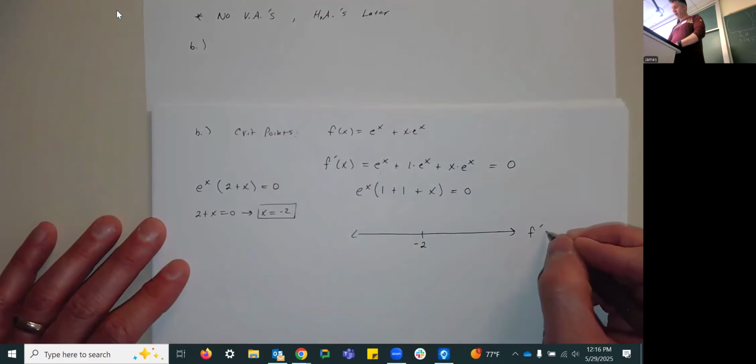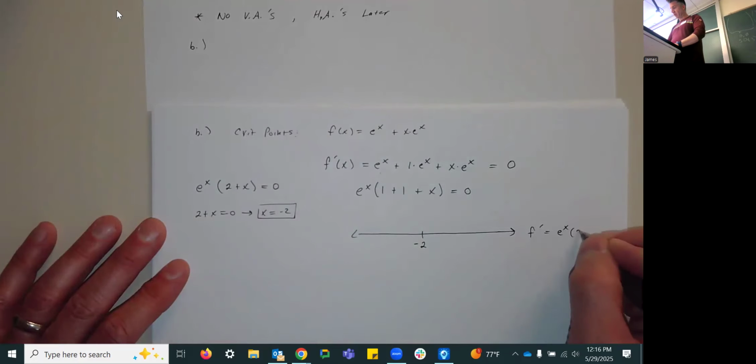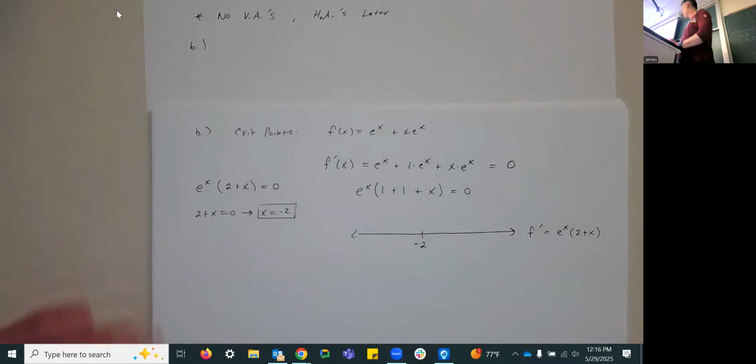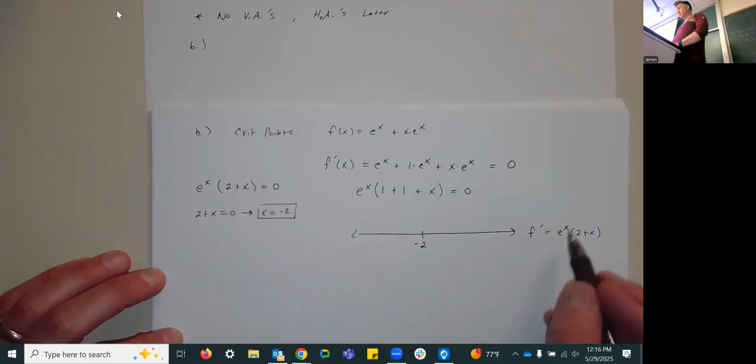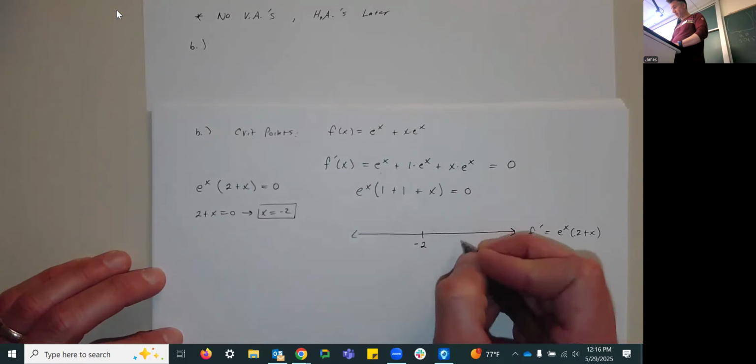F prime over here is e to the x times 2 plus x. Here is a really good time to remember that e to the x is always positive. That's going to help us figure out the sign of this whole thing. So if I pick something bigger than -2, like 0, e to the 0 is positive, and 2 plus 0 is positive, and a positive times positive is positive.